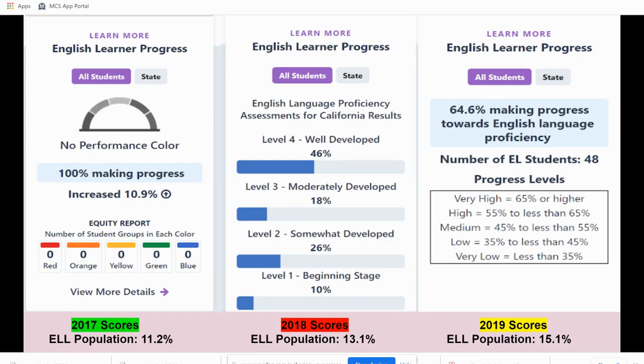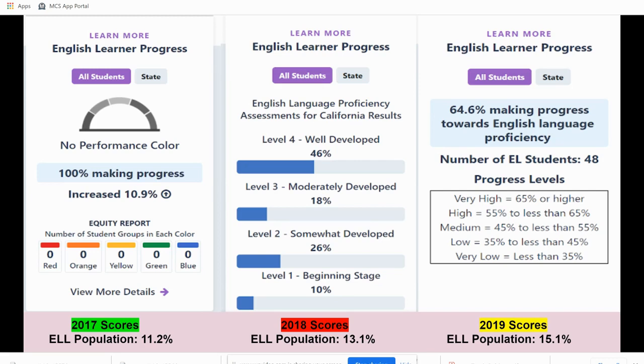Before we begin looking at any information, I would like for us to first put our attention towards official data. We are looking at SBAC scores or CAASPP scores from the years 2017, 2018, and 2019. Now, in order to truly assess our ELL's progress, we need to look at where we started from. So in 2017, we had a population of 11.2% students, and we had 100% progress that had been made.